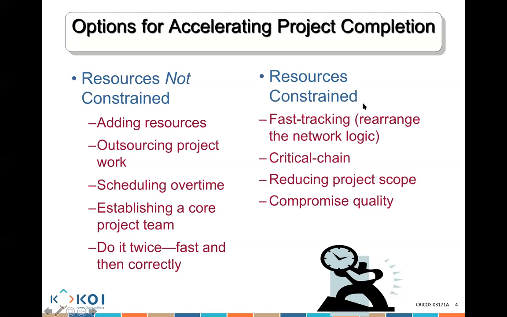Now, ladies and gentlemen, what happens when resources are constrained? When resources are constrained, it means you don't have more people. You can do fast tracking. You can rearrange the network logic. So for example, you might say, if I have a constraint, can I delay some activities that have more slack? This way I'll be able to work on the most important activities that I cannot delay. You can think about the critical chain approach, where you think about all of the activities on the main, riskiest task, and you focus on these to ensure that they're not going to be delayed.